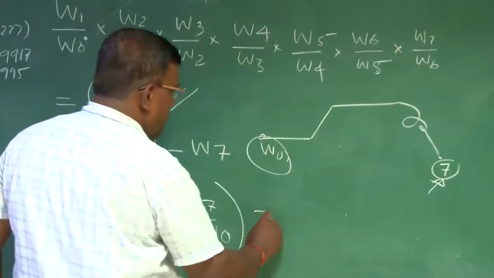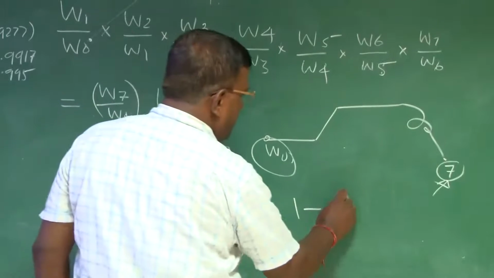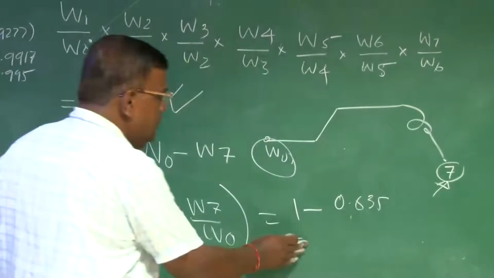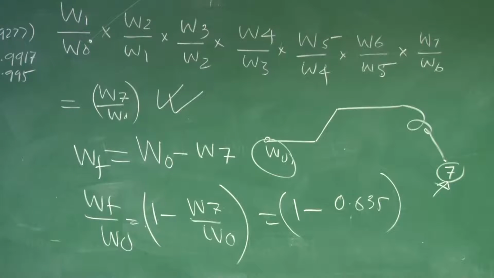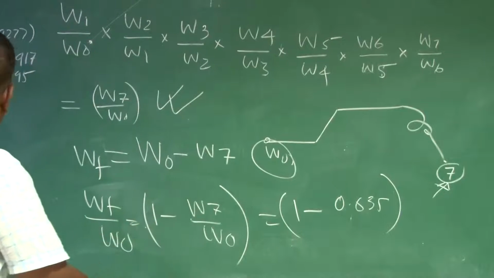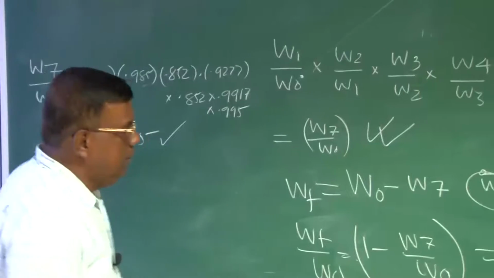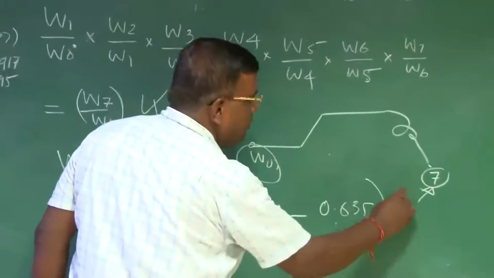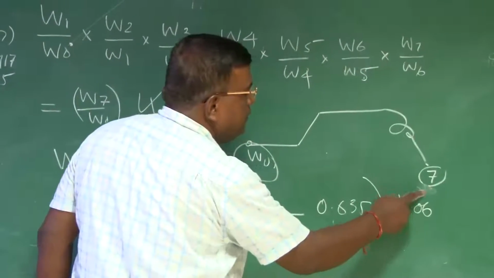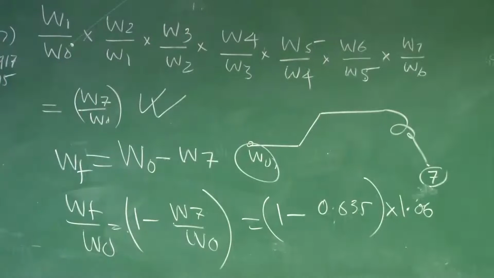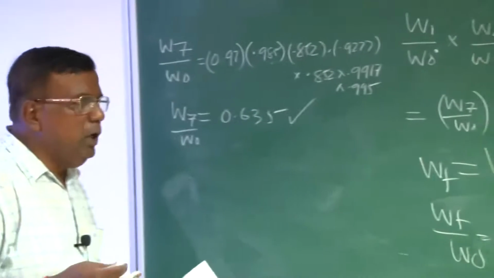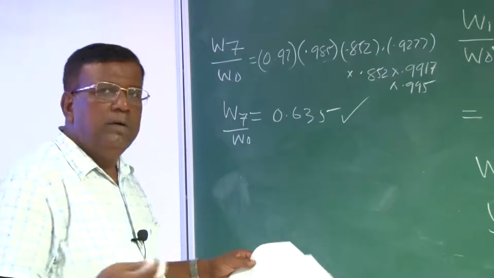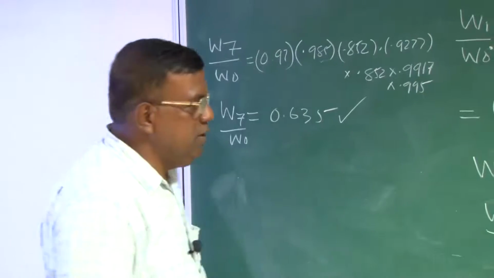Then what will happen? This will be 1 minus 0.635. WF by W0 will be 1 minus W7 by W0, and W7 by W0 you know, so you just put this, but you multiply with 1.06. This is usual practice, that I am increasing 6% because 6% is attributed towards trapped fuel. So in a fuel tank, some percentage of fuel, around 5-6%, you will not be able to take it out. So that is why we are keeping this margin.